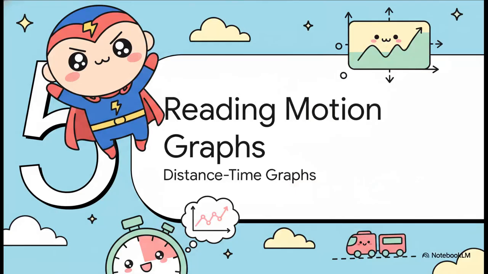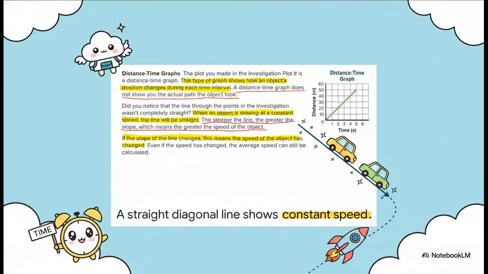And now for our final building block, Section 5, Reading Distance Time Graphs. Reading distance time graphs is basically like having a superpower that lets you see a whole journey at a single glance. Check out this basic setup. We always have time ticking away steadily on the bottom horizontal axis, and distance increasing on the vertical side axis. As time passes, moving right, we track how far away the object gets, moving up. This specific graph shows a perfectly straight diagonal line shooting up and to the right.